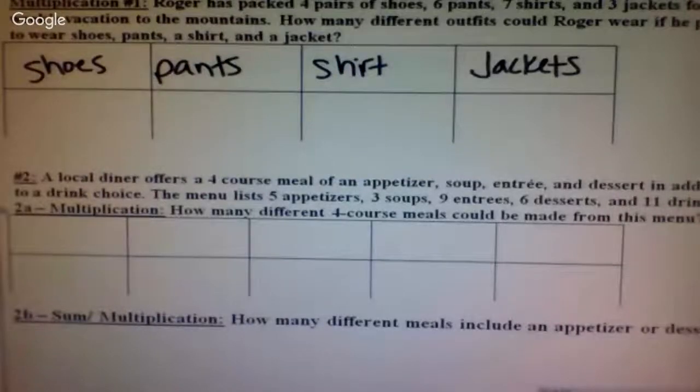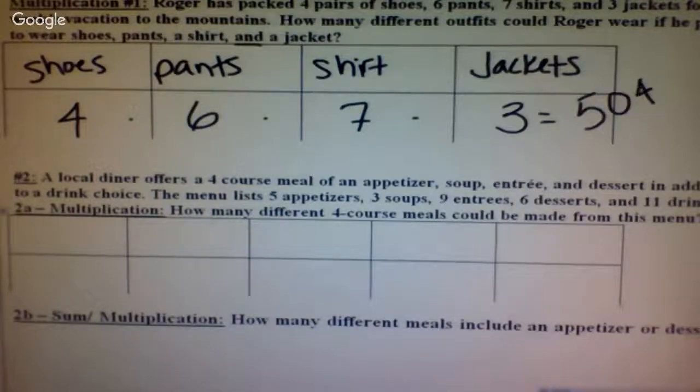Shoes, 4, pants, 6, shirts, 7, and jackets, 3. It says and. There's no word or in there, so we multiply everything. You do it in the calculator. 504. 504 outfits.